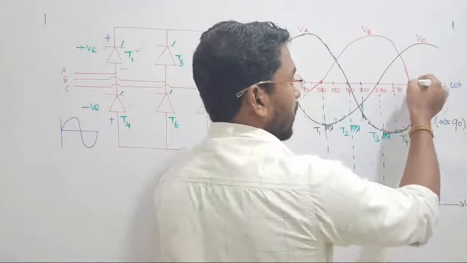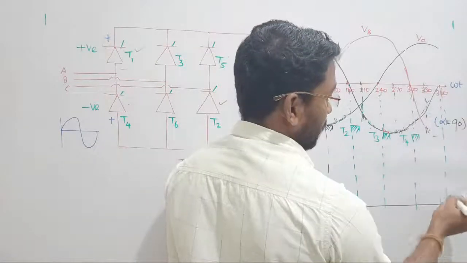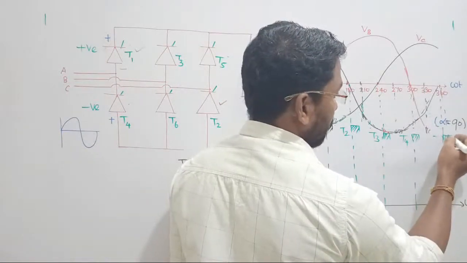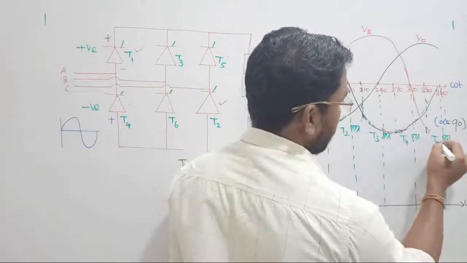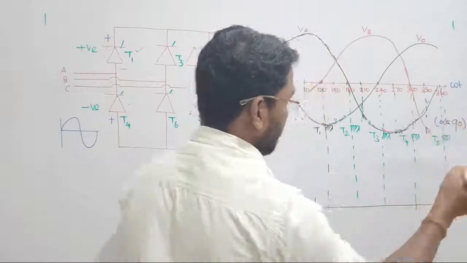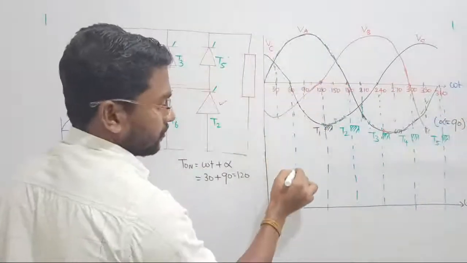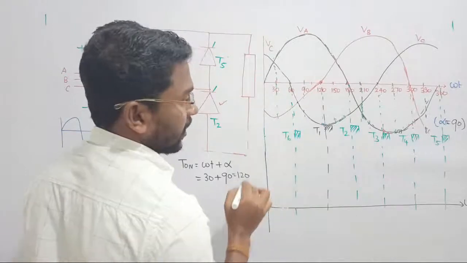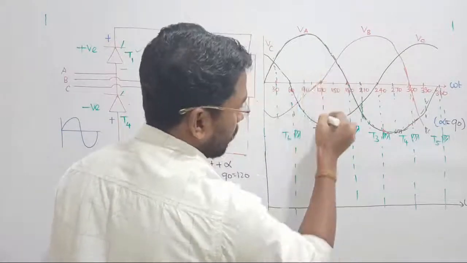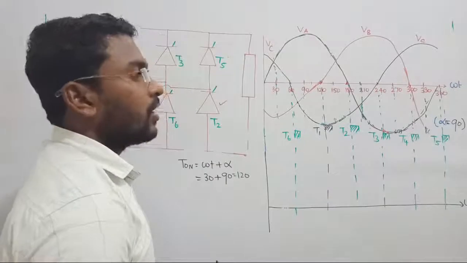Immediately from 300, after 60 at 360, they are going to trigger thyristor T5. Is it correct? T1, T2, T3, T4, T5 will be triggered. After 360, getting back at 60 degree, thyristor T6 will be triggered. Again from here, after 60 at 120 degree, thyristor T1 will be triggered and so on.